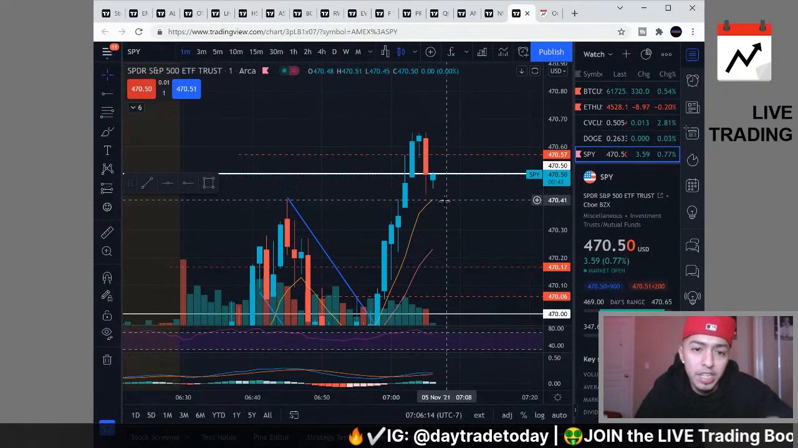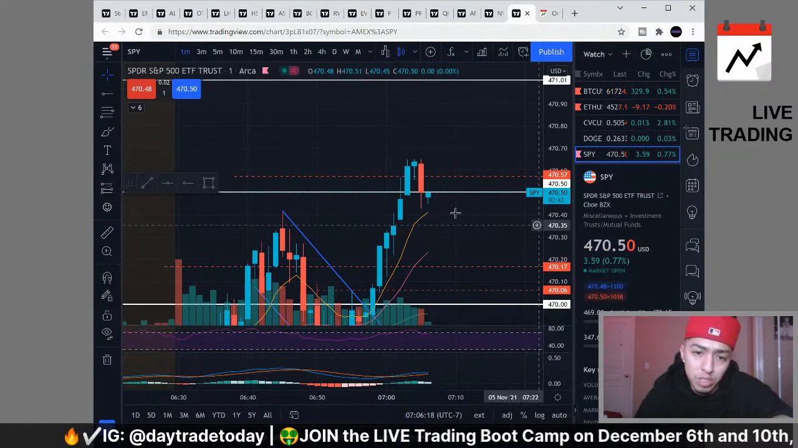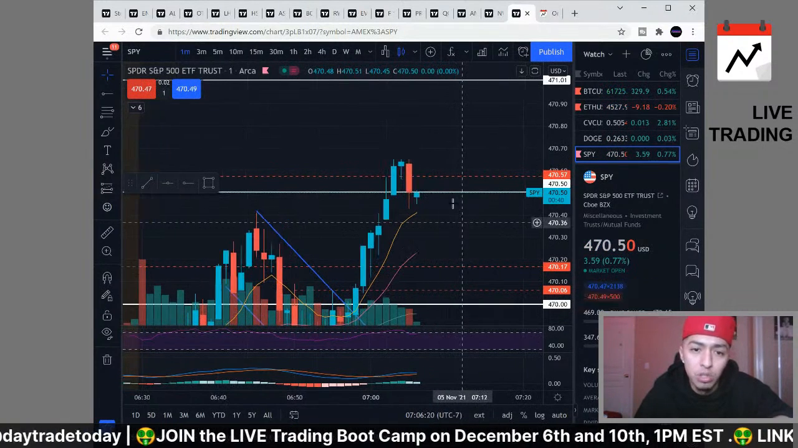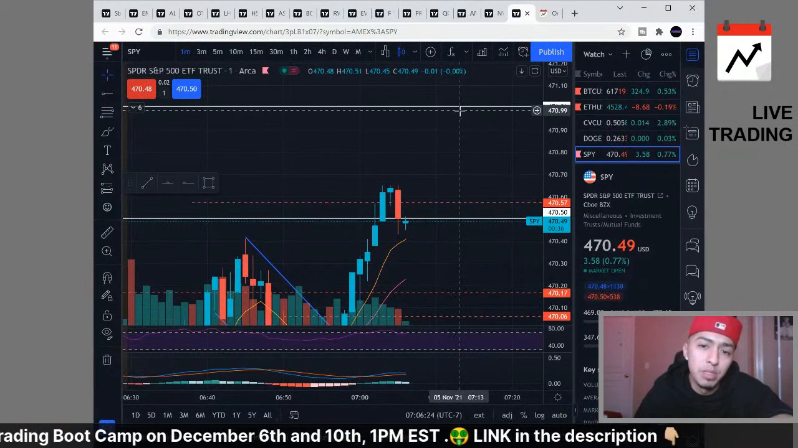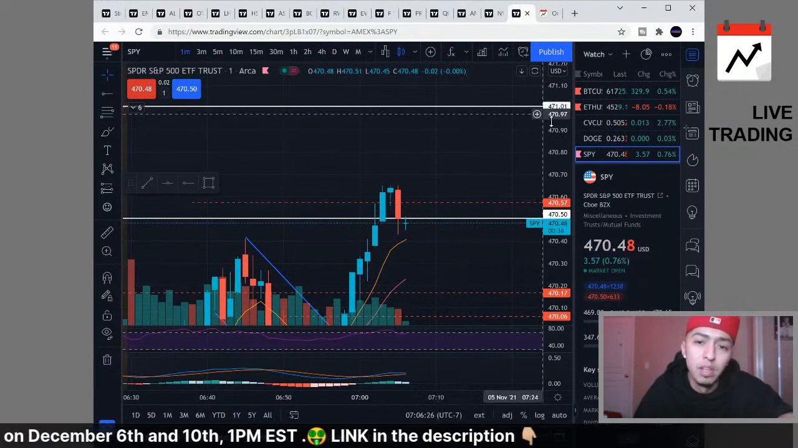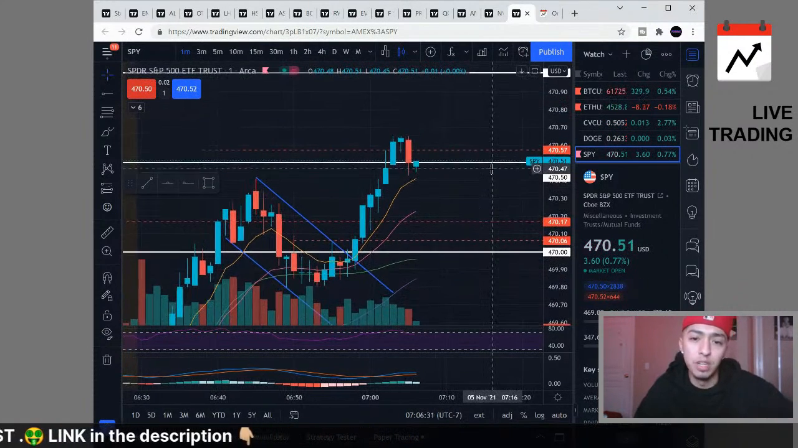We are testing the 9 EMA on the 1 minute chart right now. So this is a bullish sign because we just bounced off of the 9 EMA. So you could still hold your position here on your calls and probably even exit maybe up until 471. I'm sorry, 471. You would exit, but you're definitely in the profits right now if you took that SPY call.